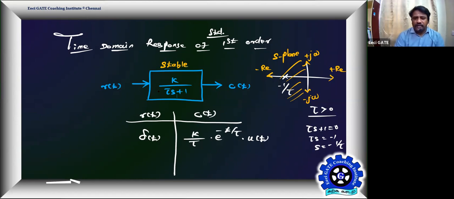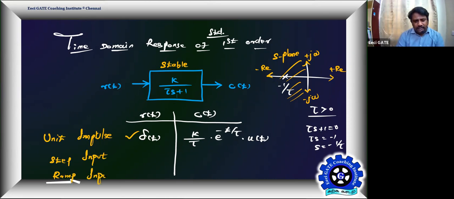Okay, we are talking about the response of a stable first order, how it is reacting to a unit impulse input. This is what we call a unit impulse input, and the corresponding response is known as the unit impulse response. Then we gave a step input. Then we excited the same system by a ramp input. Step input a into u of t, ramp input a t into u of t. The response for a step input, the system reacted like a K into 1 minus e power minus t by tau into u of t.